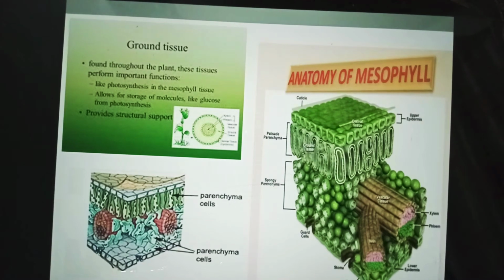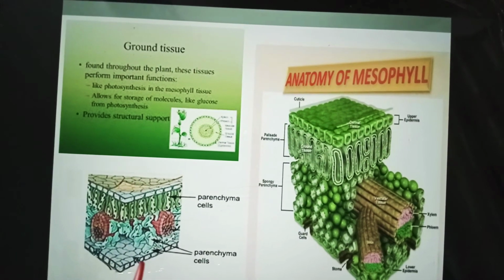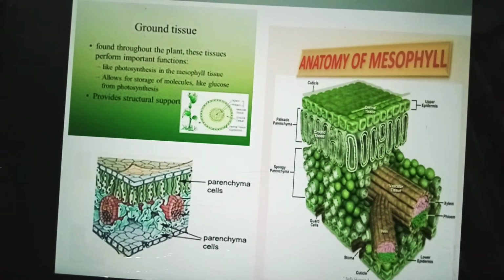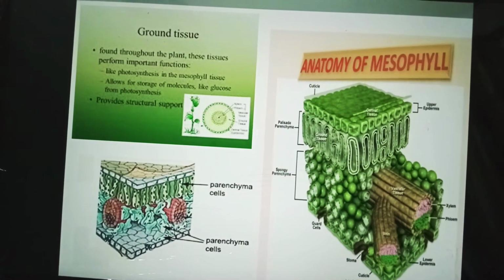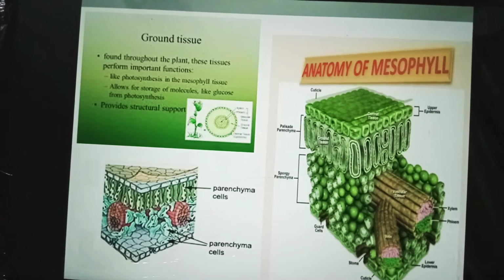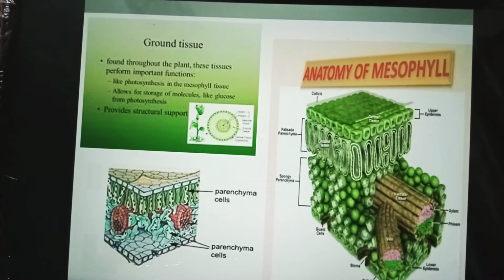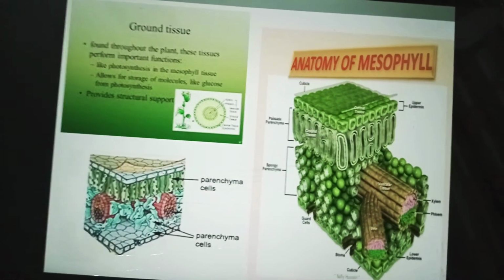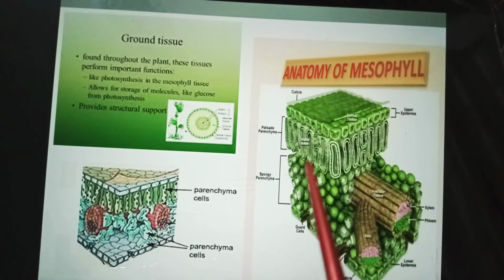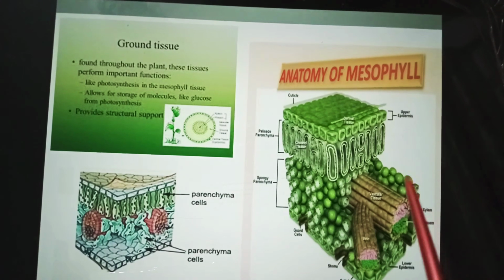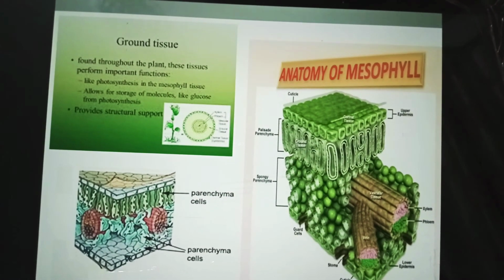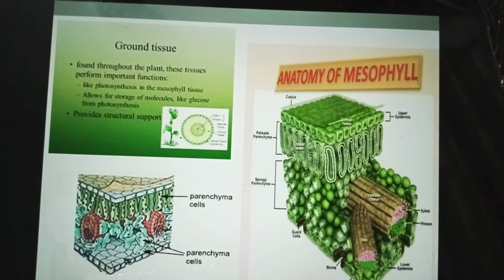Overall, they are spherical but flat at the point of their contact. They have thin primary cell walls and have large vacuoles for storage of food. In leaves, they are called mesophyll and are the sites of photosynthesis. In other parts, they are sites of respiration and protein synthesis.